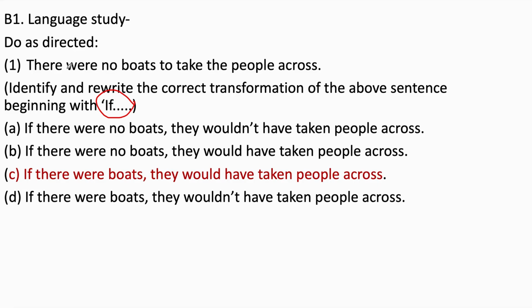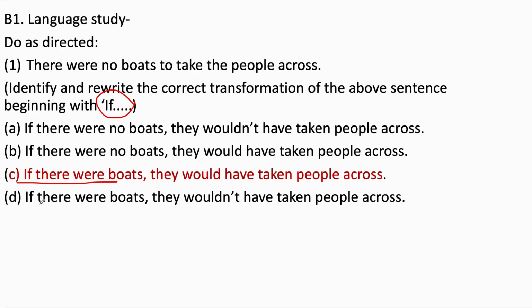ठीक है, यहाँ पे क्या बोल रहा है, बोट्स थे ही नहीं लोगों को उस पार लेके जाने के लिए. ठीक है, देखिए, इफ देयर वर बोट्स दे वुड हैव टेकन पीपल अक्रॉस. समझ में आया आपको? इससे कैसे हम रिलेट कर सकते हैं? यहाँ पे क्लियरली इट इज स्टेटिंग दैट देयर वर नो बोट्स. So the question over here, we need to start the sentence with if. So if there were boats, this particular sentence clearly states that there were no boats. So if there were boats, they would have taken people across.